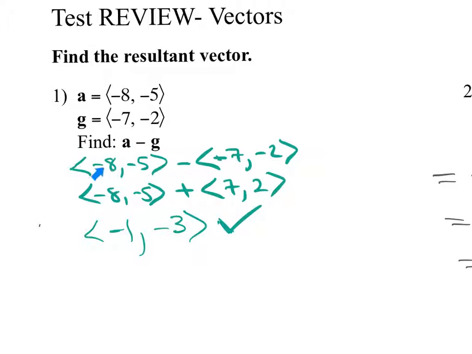So we take the very first vector, which is -8, -5, minus the second vector. And what we'll do is distribute the negative into the second vector. So the negative of -7 becomes 7, and the negative of -2 becomes +2, and now we have a plus sign in between. Now we'll just add the common coordinates, which is the first coordinates, -8 plus 7 gives us -1, and -5 plus 2 gives us -3, and that is your answer.